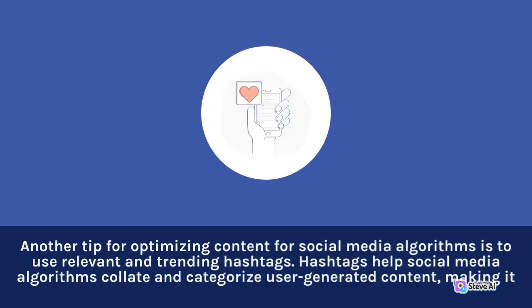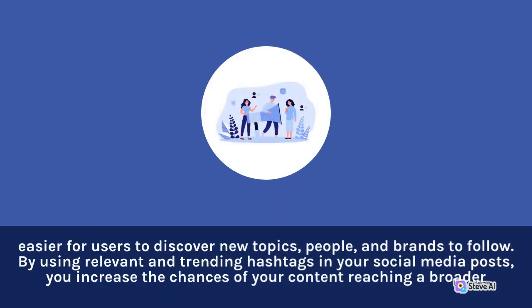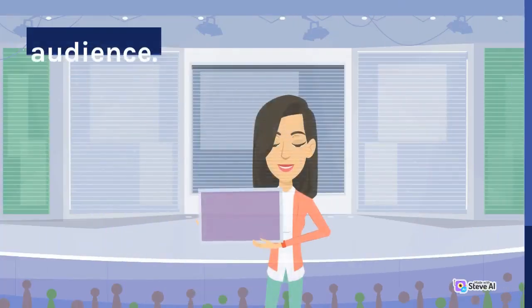Another tip for optimizing content for social media algorithms is to use relevant and trending hashtags. Hashtags help social media algorithms collate and categorize user-generated content, making it easier for users to discover new topics, people, and brands to follow. By using relevant and trending hashtags in your social media posts, you increase the chances of your content reaching a broader audience.